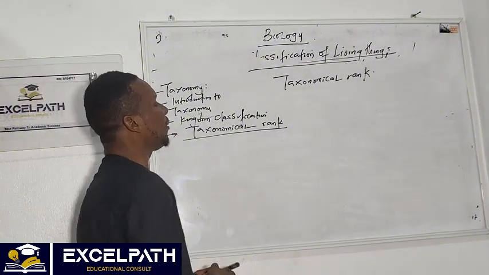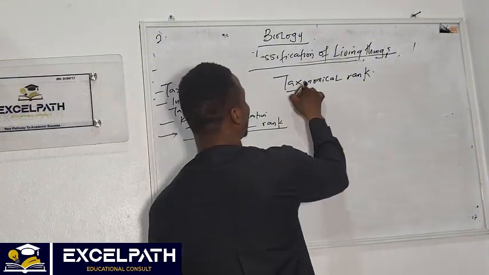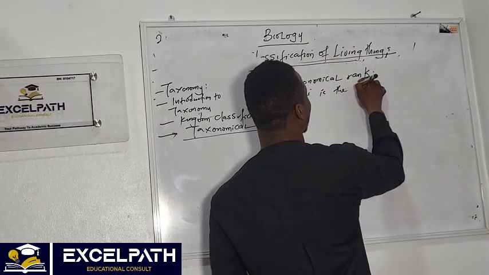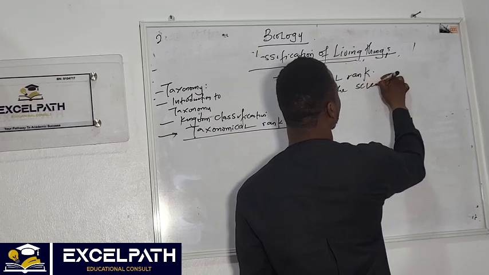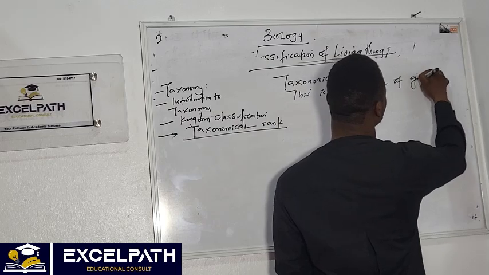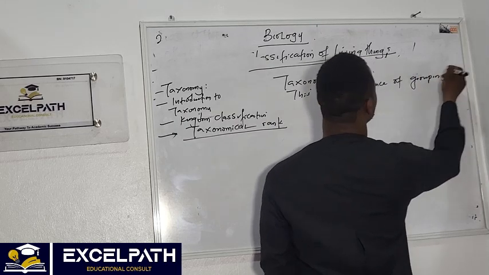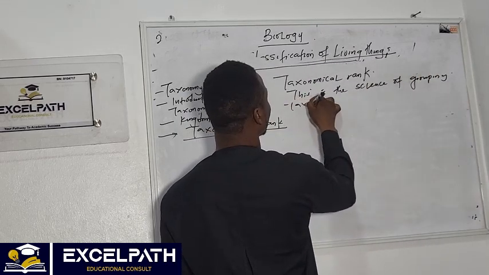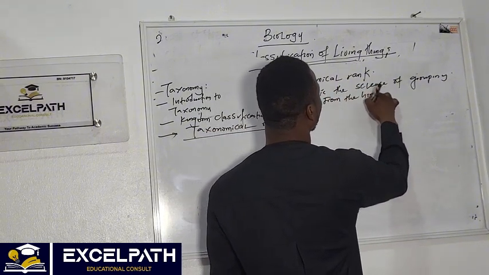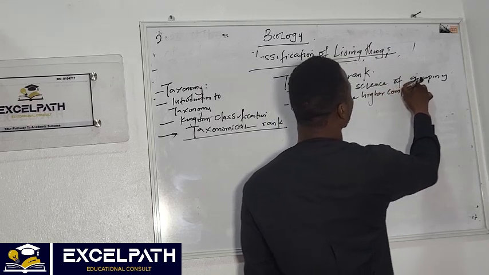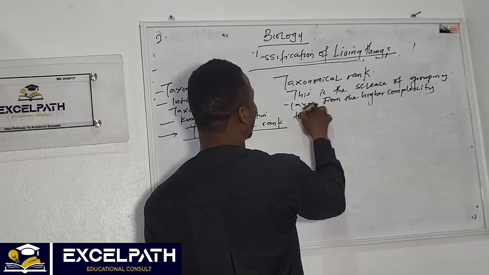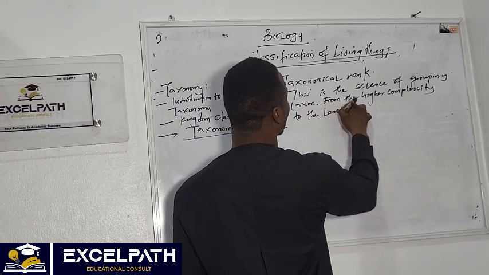Now, what is taxonomical rank? This is the science of grouping taxa from the higher complexity to the least complexity.